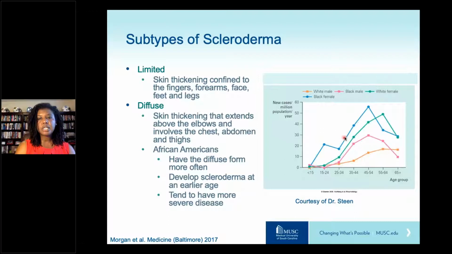And as you can see, comparing African American females to Caucasian females, there's an earlier onset of disease and a higher prevalence of the disease in African American females. And you see a similar trend with African American males compared to Caucasian males, in that there's an earlier onset of the disease and a higher prevalence of the disease in African American males.